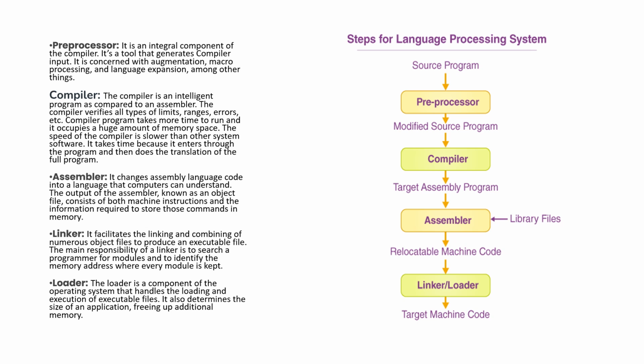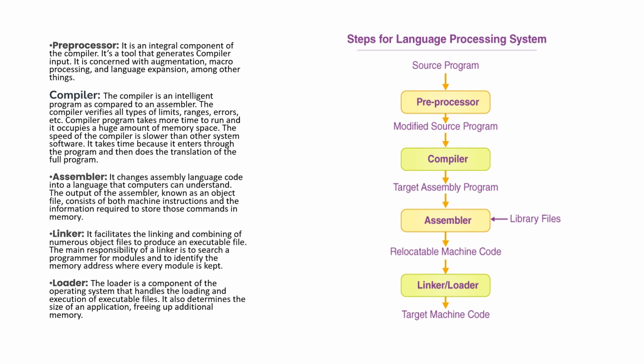Then this high level or modified source program passes to the compiler. As we know, the compiler mainly finds the errors, and it is an intelligent program as compared to the assembler. The compiler verifies all types of limits, ranges, and errors. The compiler mainly takes more time to run, and it occupies a huge amount of memory space. The speed of the compiler is slower than other system software. It takes time because it goes through the program and then translates the full program.